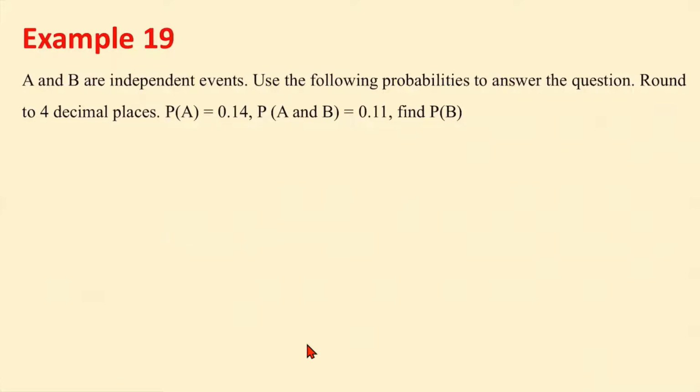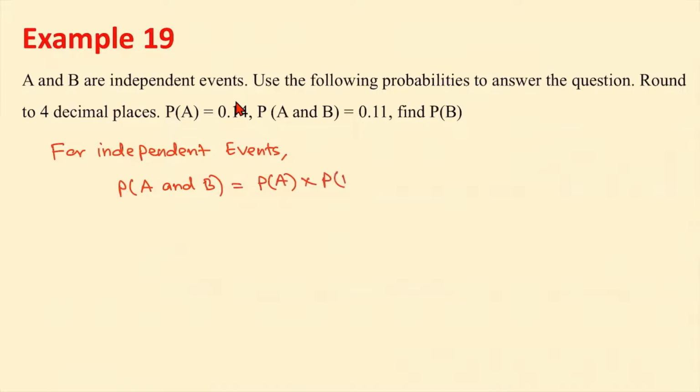Number 19. Let's see what is here. A and B are independent events. So if you remember, for independent events, this is what we know: probability of A and B is equal to probability of A times probability of B. That's what we know about the independent events.